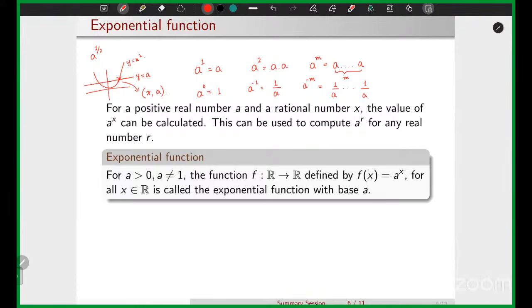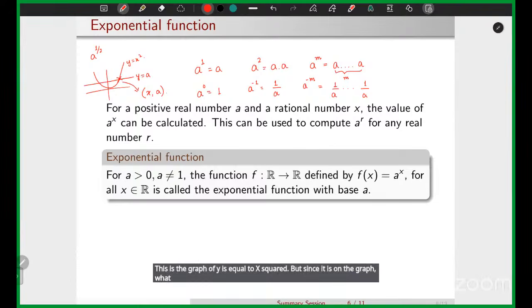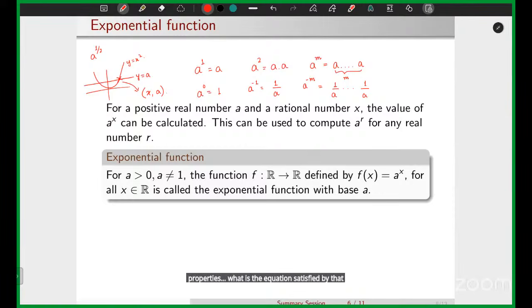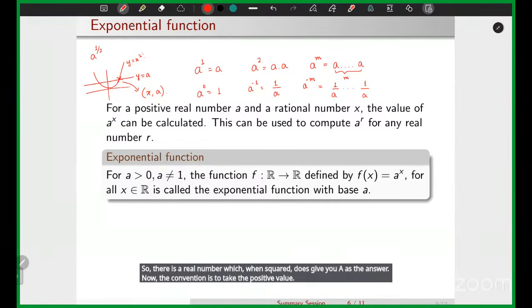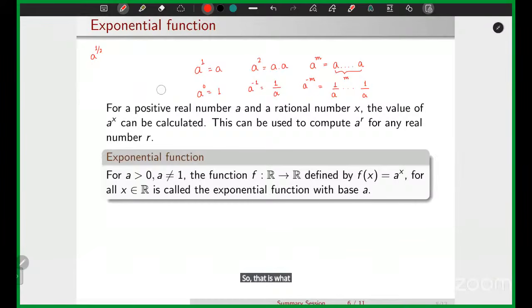This is the graph of y is equal to x square. But since it is on the graph, what is the equation satisfied by that point? y is equal to x square, so it should be a is equal to x square. So there is a real number which when squared does give you a as the answer. Now the convention is to take the positive value. So that is what we'll do.